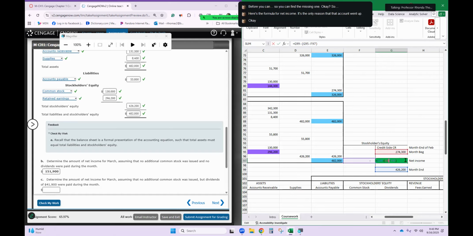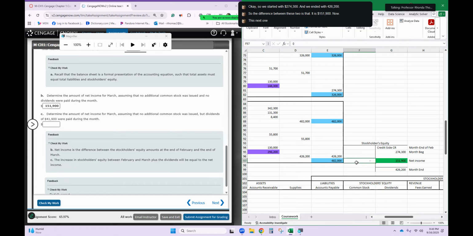Okay, so we started with 274,300 and we ended with 426,200. So the difference between these two is 151,900.